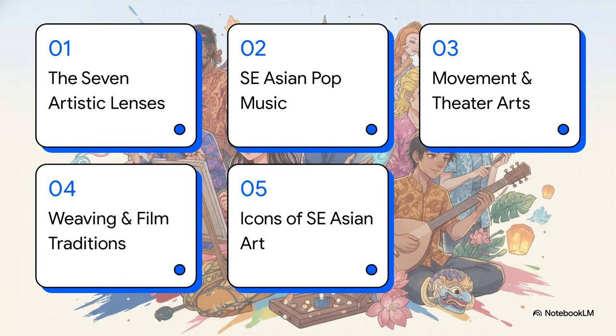All right, here's our roadmap for today's explainer. We'll start with the 7 artistic lenses, jump into the pop music of Southeast Asia, check out movement and theater arts, explore weaving and film traditions, and wrap up with the icons of Southeast Asian art.